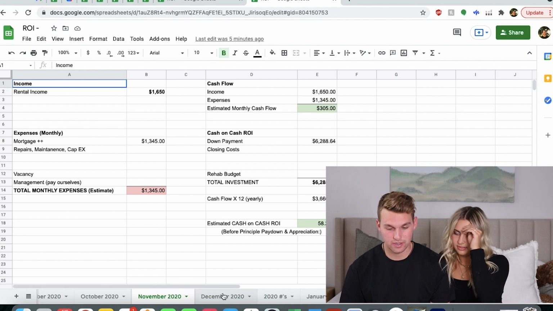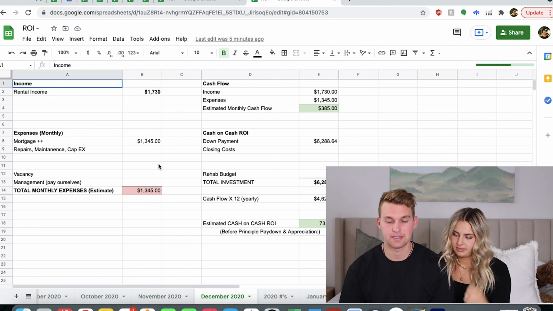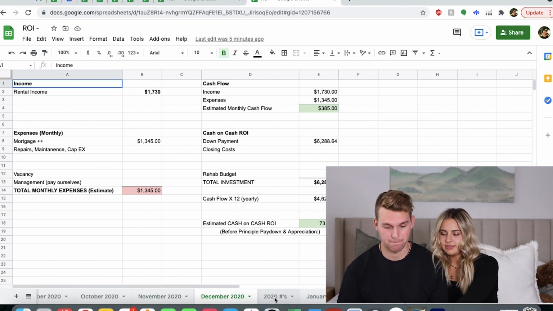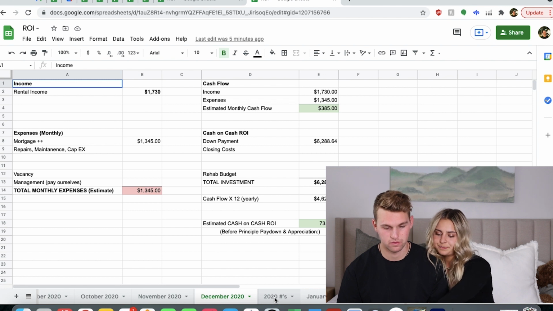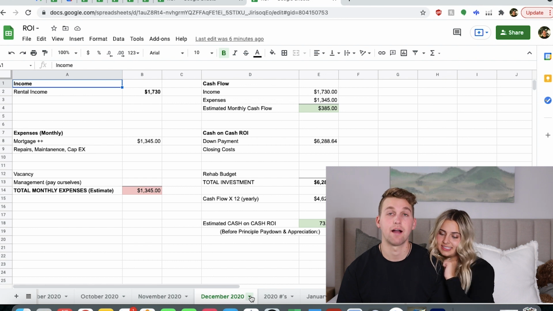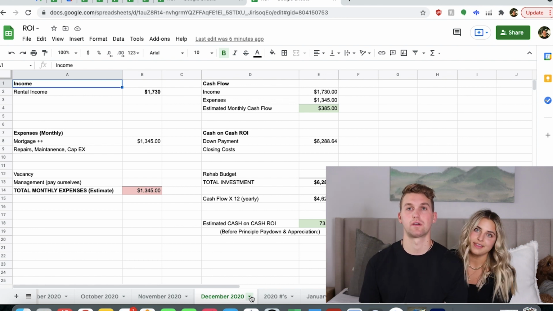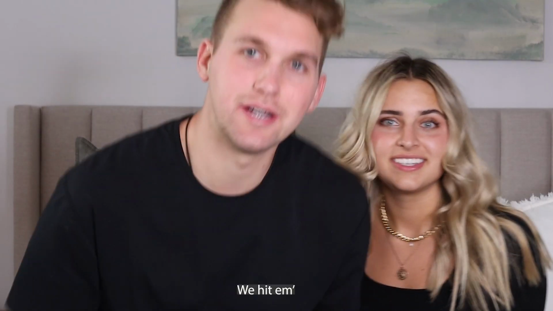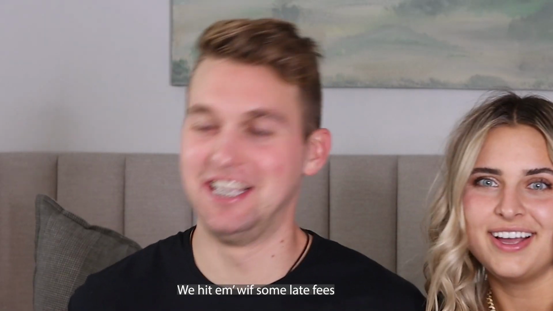Okay, so yeah, there's not much more to say with these. As you can tell, it's just kind of the same. It looks like those last 2 months rent was higher, and I'm assuming those were late fees. Yeah, they were late fees. We hit them with some late fees.